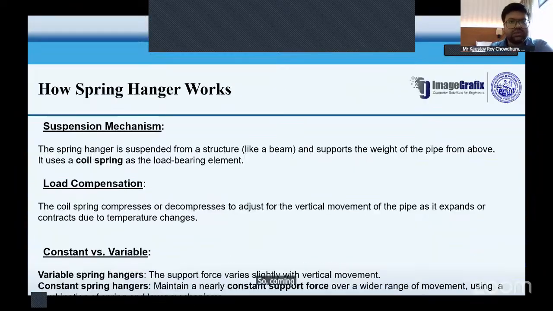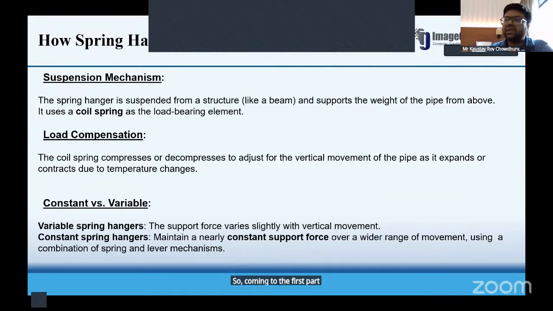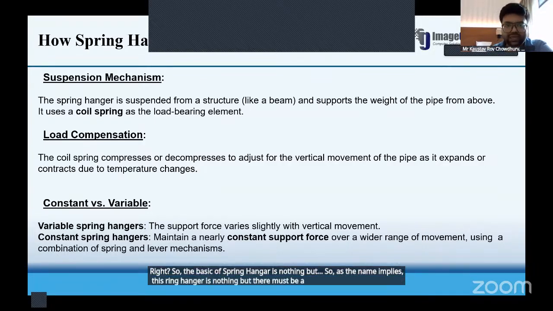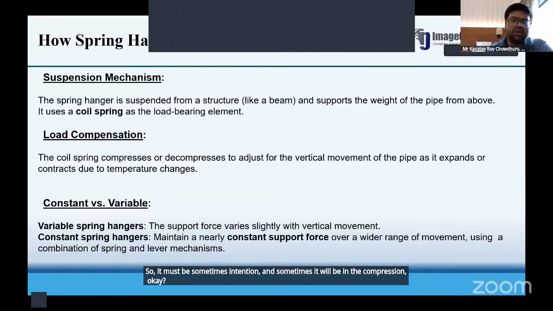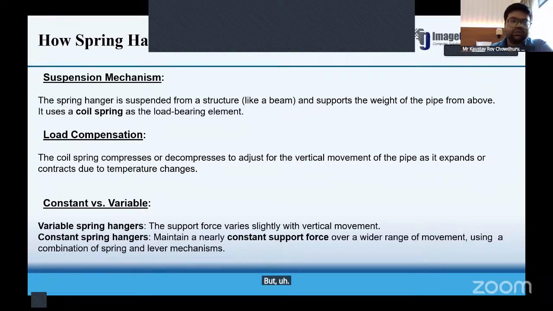So coming to the first part, how a spring hanger works. The basic of a spring hanger is, as the name implies, there must be a spring coil. It must be sometimes in tension and sometimes in compression. But when we use the spring hanger, that is the question. We use the spring hanger basically to take the piping load.